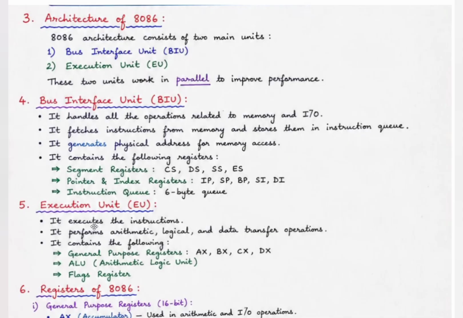And next, the execution unit, EU. It executes the instructions and performs arithmetic, logic, and data transfer operations. Arithmetic means addition and subtraction, you know all about that, and logic means AND, OR gates are performed. Here it contains three types: general purpose registers AX, BX, CX and DX, the ALU unit, and flag registers also, of many types. In the next video I will explain them in detail.